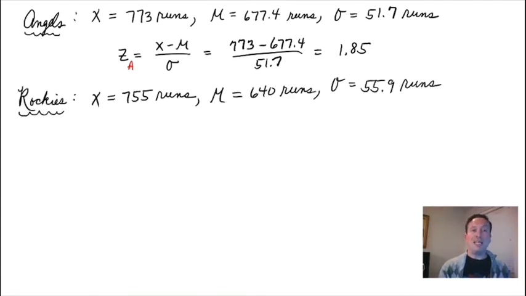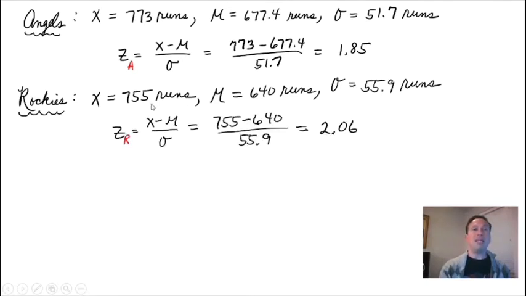For the Rockies, again, here are their stats. X is their number of runs, and then the average and standard deviation for all the teams in the National League. All right, same idea. Z_R, or the z-score for the Rockies, is, so you plug in the values, just follow the formula, and you get 2.06. The Rockies are also above average.